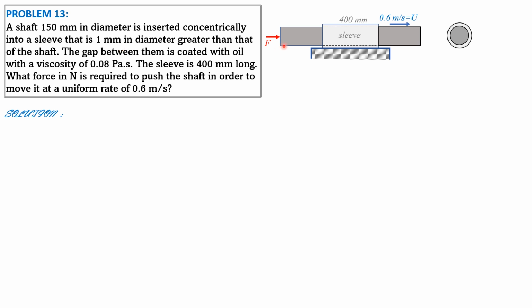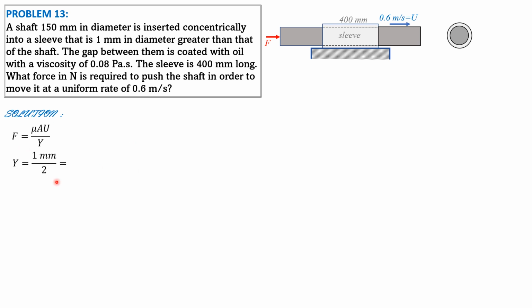So the force is equal to viscosity times shear area, or the area parallel to the force, which is equal to the circumference of the shaft times the length, or pi dl, where d is the diameter of the shaft and L is 400 mm or 0.4 meter, times U divided by Y. So viscosity area U over Y. So viscosity is 0.08 Pascal second, the area is pi dl, and U is given divided by Y, which is 1 over 2, 0.5 mm or 0.0005 meter. So everything is there, then we just substitute.